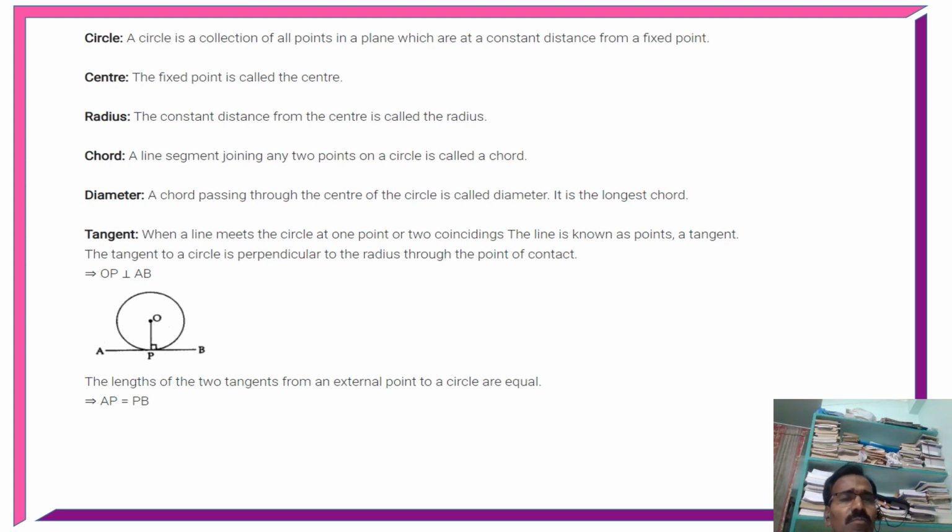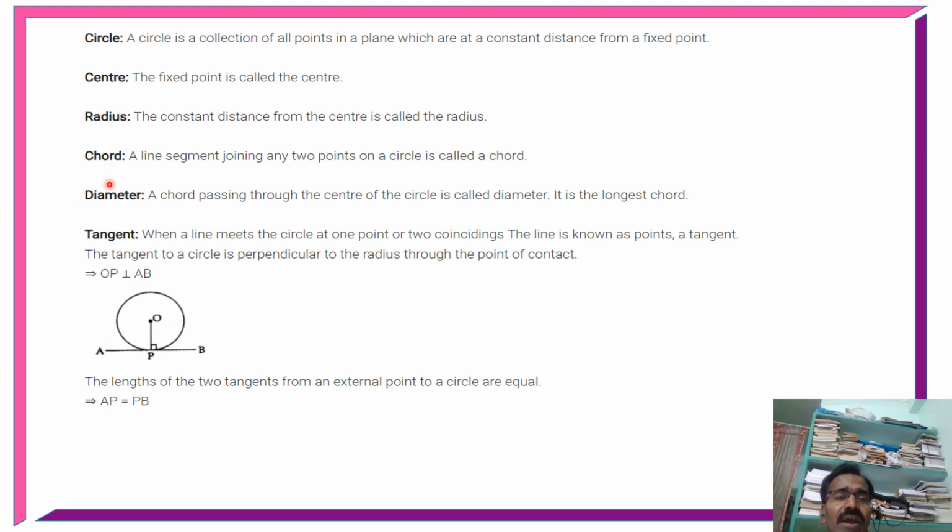As we know, the fixed point is called the center. The distance from the fixed point to the point on the circle is our distance. Constant distance or fixed distance is called the radius of the circle. 2 times the radius of the circle is the diameter, and a chord of the circle means a line segment joining any 2 points on a circle.